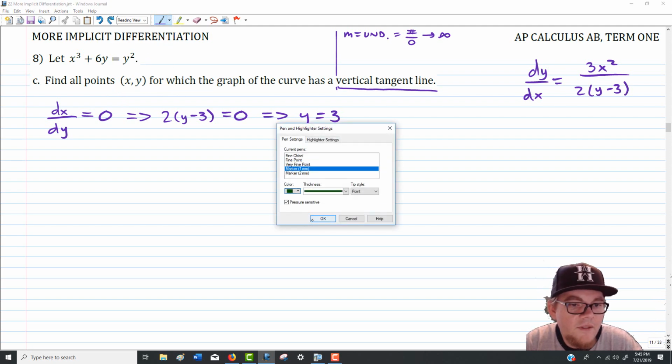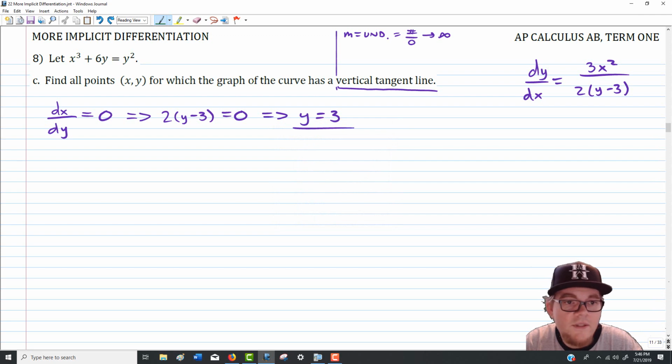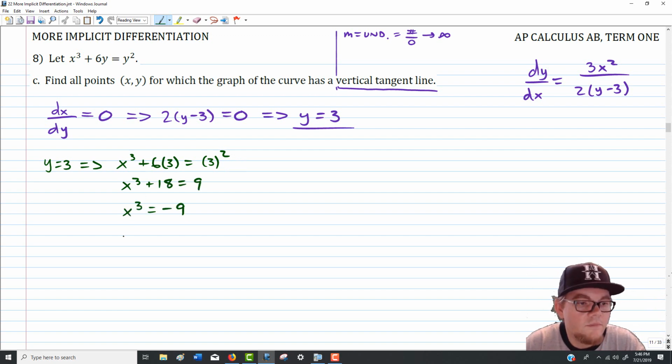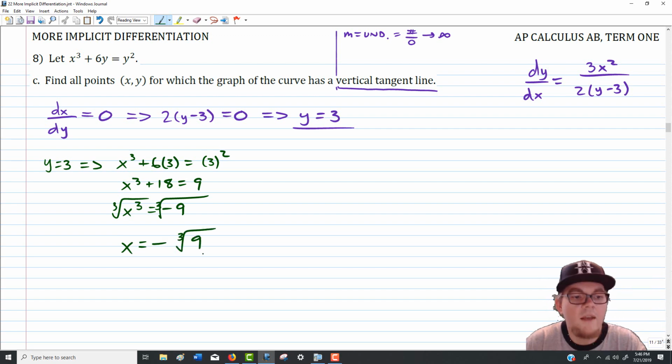So if we want to actually wrap this thing up, we need to figure out what the x value is that goes with y equals 3. So once again, we take our new y value and we plug it into our original equation. We have x cubed plus 6y equals y squared. That means x cubed plus 18 is equal to 9. Means x cubed equals negative 9. And cube rooting both sides, there are a couple different answers that we would accept here, but that means x is going to be equal to negative cube root of 9.